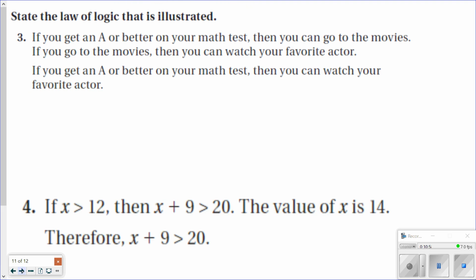State the law of logic that is illustrated. So the two laws of logic are law of detachment or law of SIL. So for part 3, if you get an A or better on your math test, then you can go to the movies. If you can go to the movies, then you can watch your favorite actor. If you got an A or better on your math test, you can watch your favorite actor. Is that the law of detachment or law of SIL? The answer is law of SIL.